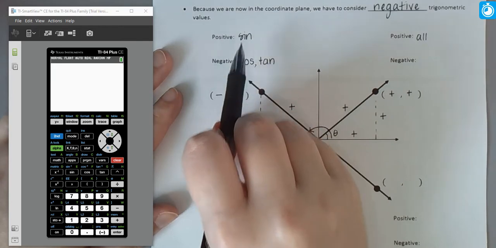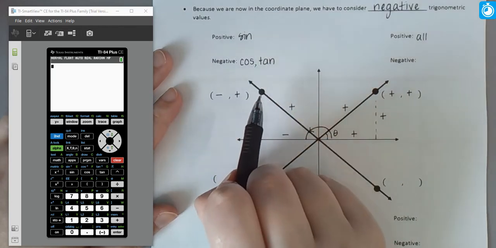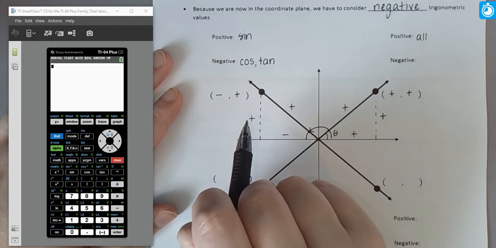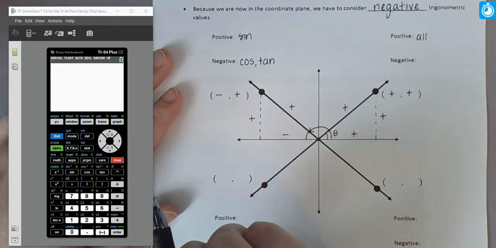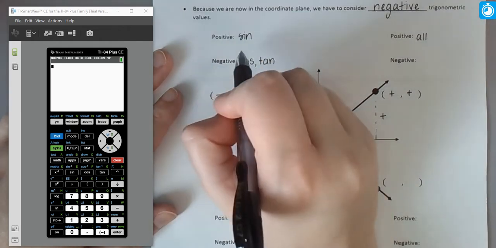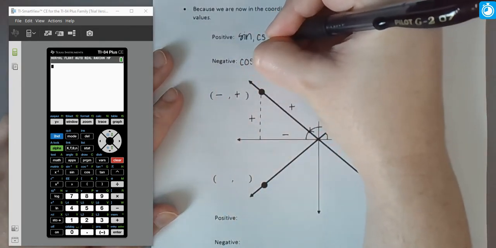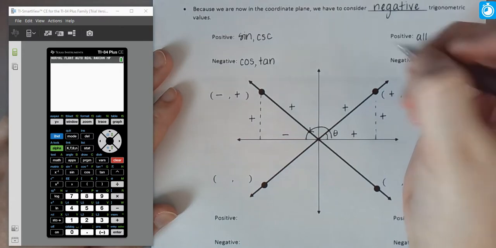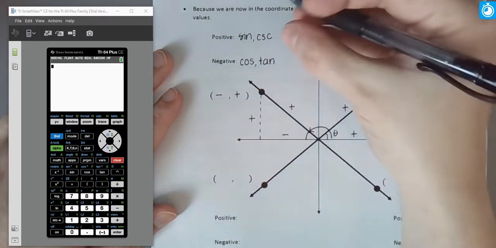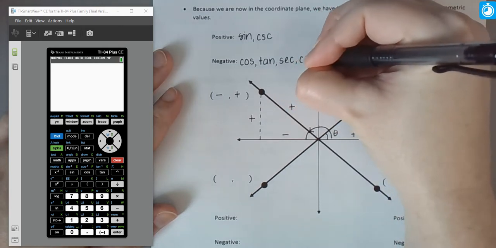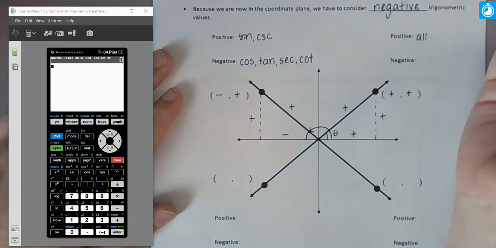Now, if we know what happens for these three functions, the same things are going to happen for their reciprocals, because all that's going to change is the order in which we divide a positive and a negative. So if sine has a positive value, then its reciprocal, cosecant, will also have a positive value. If cosine and tangent have negative values, then their reciprocals, secant and cotangent, will also have negative values.